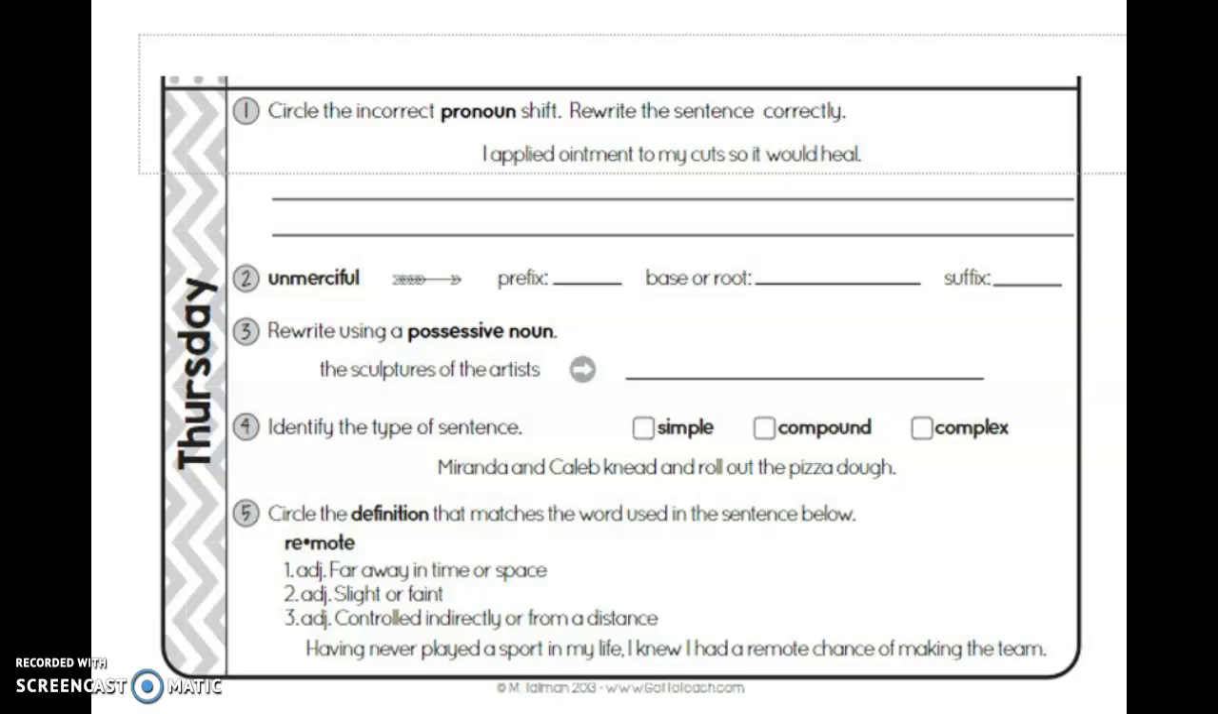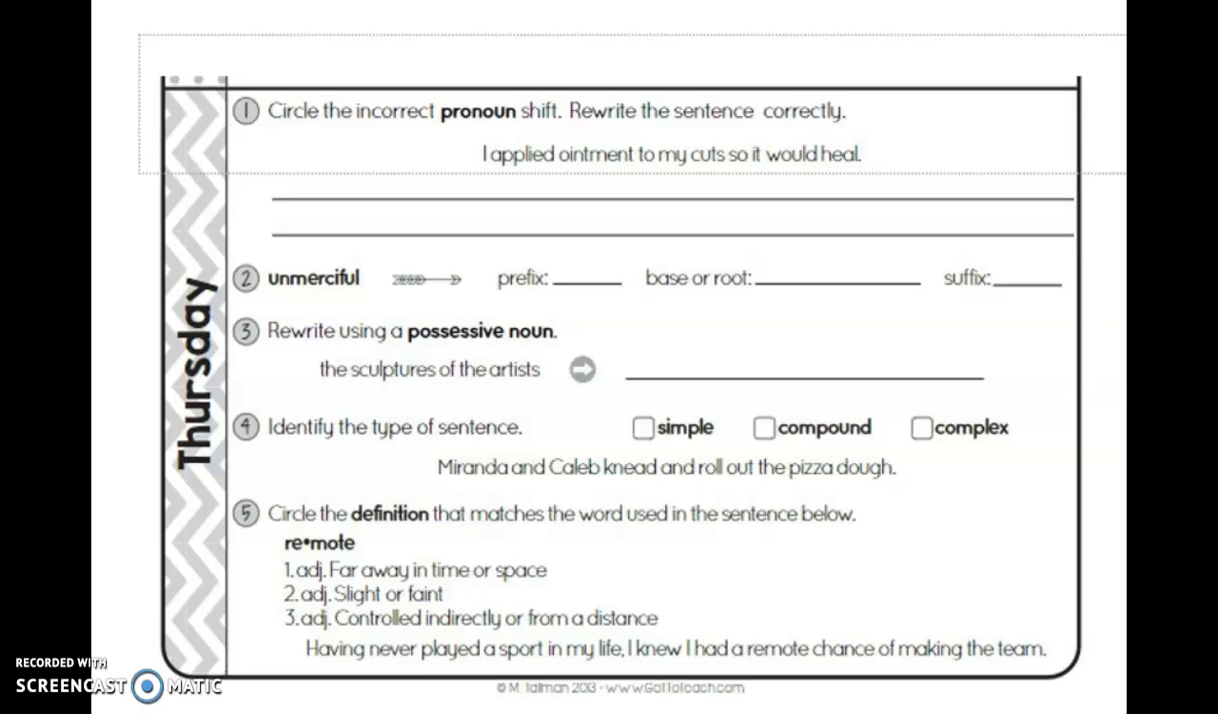Number four, you are looking for the type of sentence. Is it simple, one subject, one predicate? Is it compound, two independent clauses separated by a comma and a conjunction of FANBOYS: for, and, nor, yet, or, but, so? Or is it complex, a dependent clause added to an independent clause using a subordinating conjunction? Okay? So don't get confused because this sentence actually has a compound subject. However, look for your comma and your conjunctions and then decide what type of sentence.